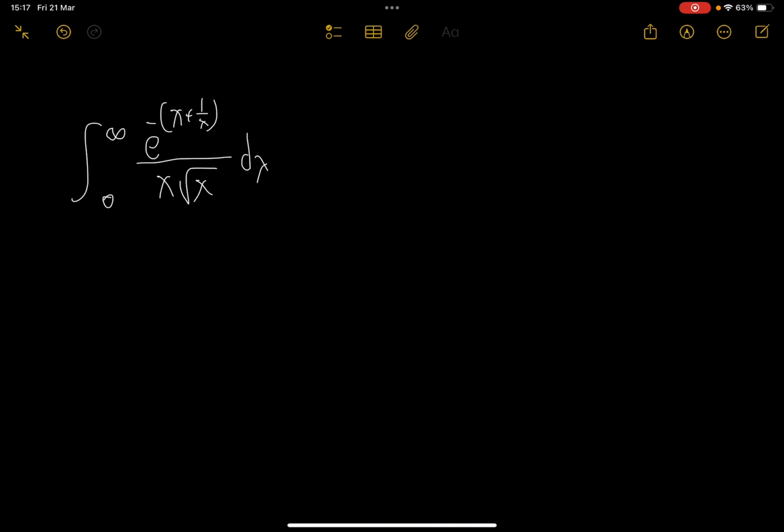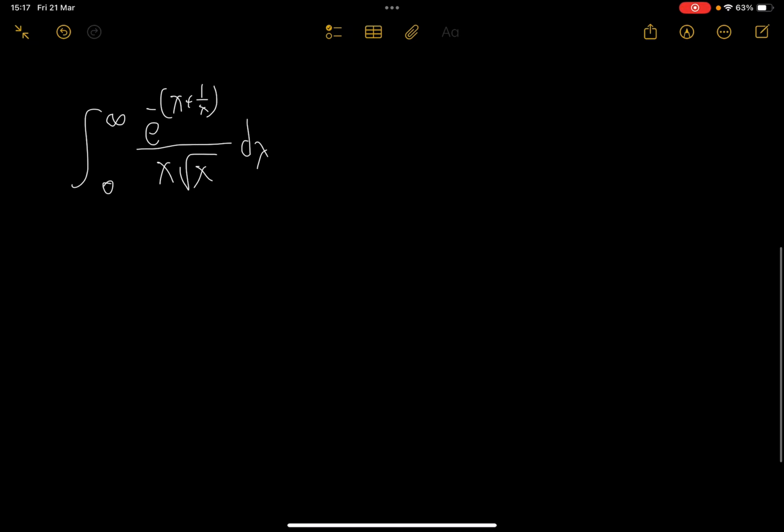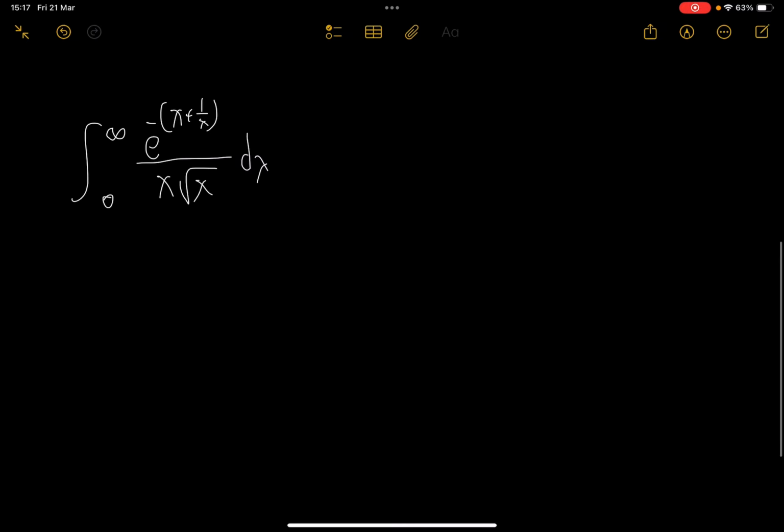Hello guys, today we are going to do the integral of e power of negative x plus 1 over x times square root of x from 0 to infinity. Here, you can see our square root of x. So I'm going to substitute its reciprocal. You know the reciprocal of square root of x, which is x squared. So I'm going to do something like that.